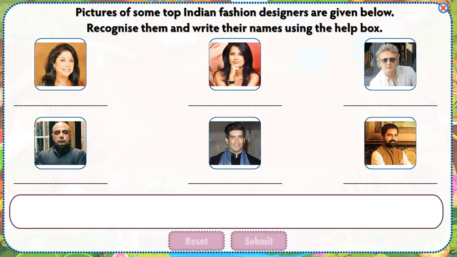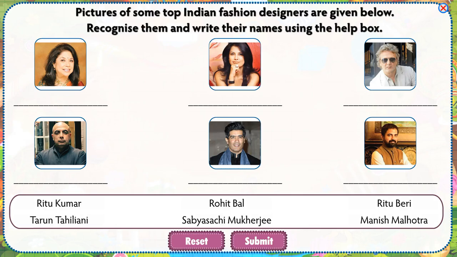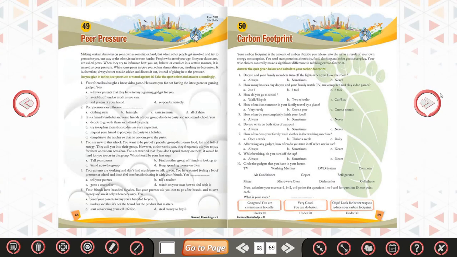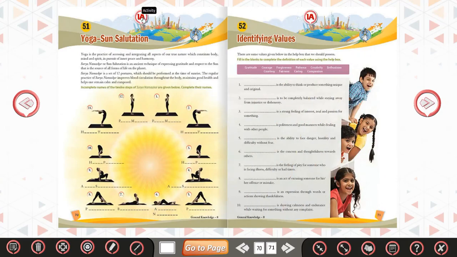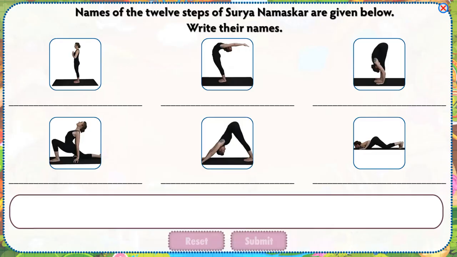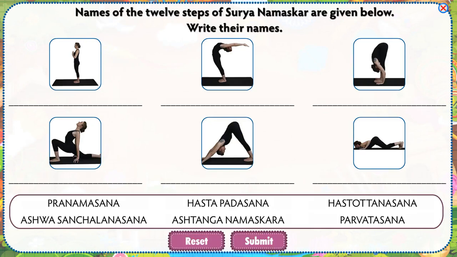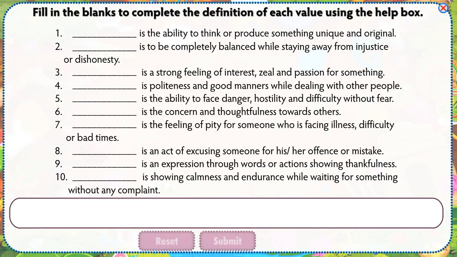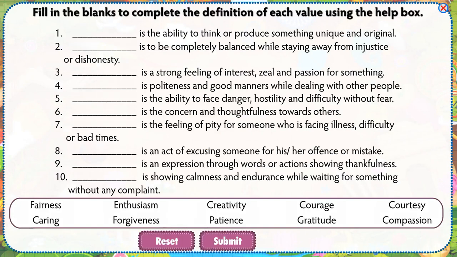Pictures of some top Indian fashion designers are given below. Recognize them and write their names using the help box. Names of the 12 steps of Surya Namaskar are given below. Write their names. Fill in the blanks to complete the definition of each value using the help box.